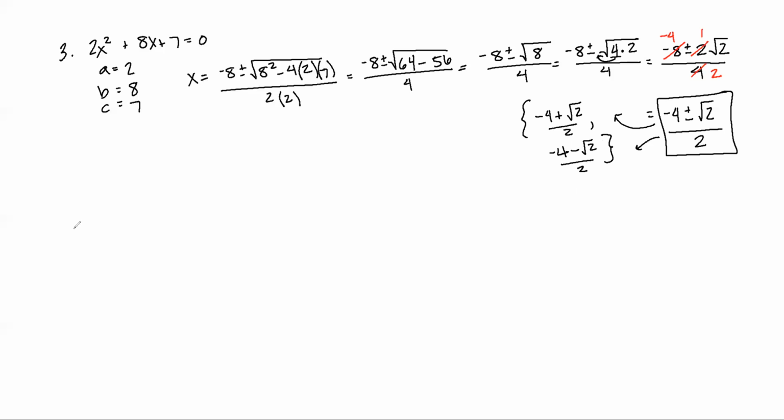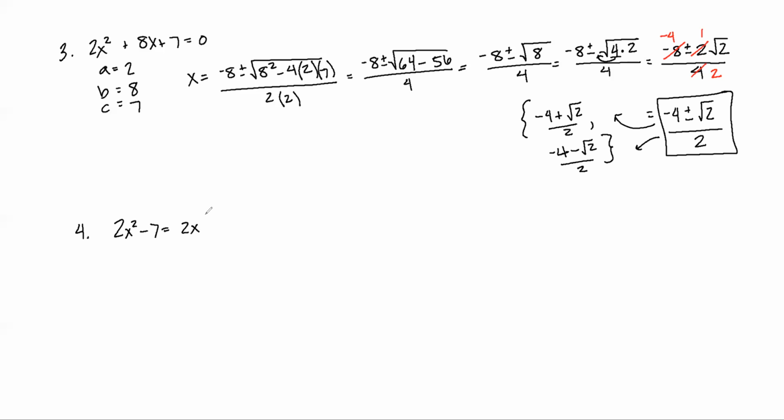Okay, let's try another one. So that was one of the cases where it's simplified. We just can't get the radical all the way down. Now let's go ahead and try one where it's not quite in the form we want it to be in. So we're given 2x squared minus 7 equals 2x.